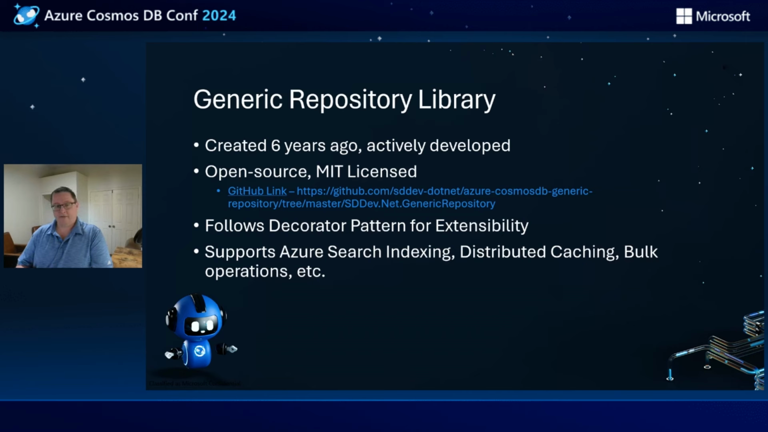And it's been so successful in my company that a lot of my development team has never even written a Cosmos query themselves. They wouldn't go write a query directly in our application. They can access the data easily through the repository interfaces without having to go into the details of Cosmos at all. The generic repository library is also highly extensible, supporting Azure AI search indexing, distributed caching, and bulk execution through Azure Cosmos DB.